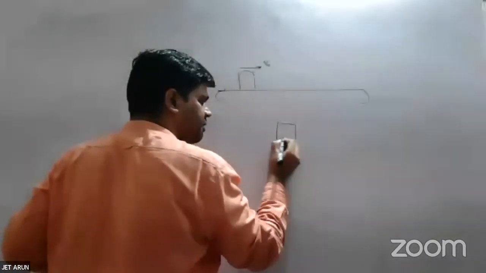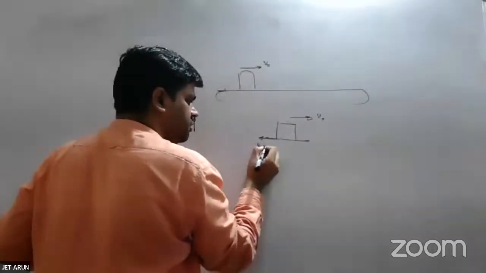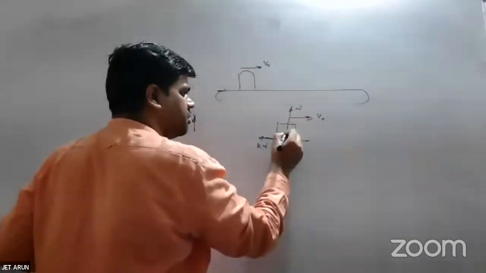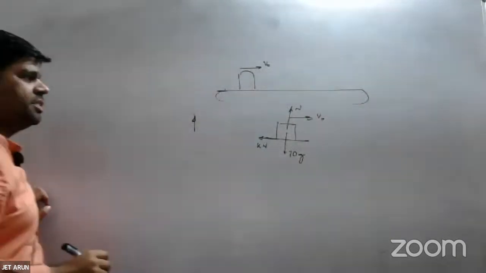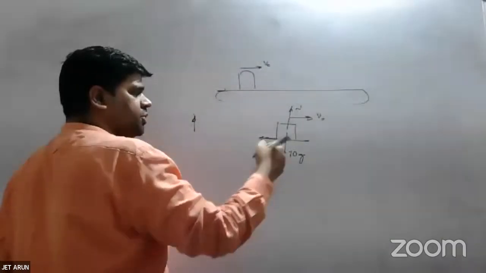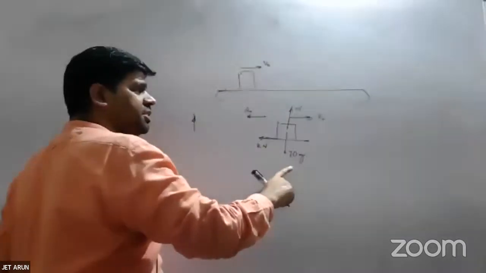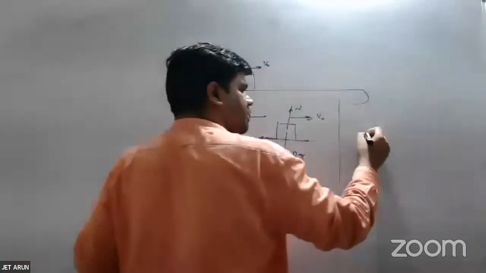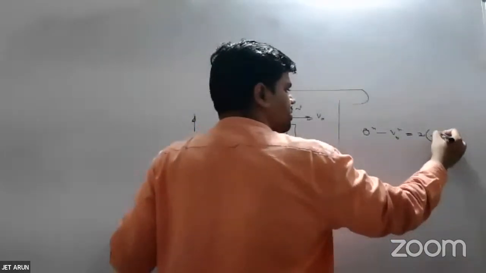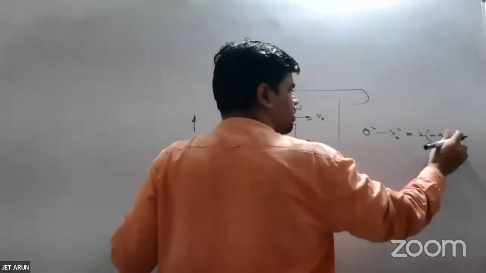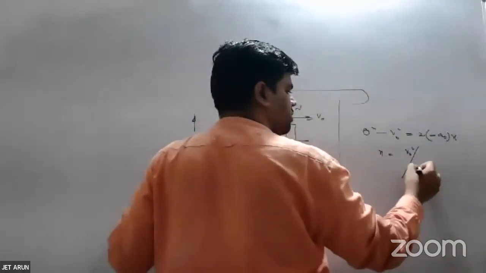Because there is relative motion between the block and the surface, my friction is going to be kinetic in nature. Now acceleration: there is only one force acting, mu n, which is towards left, so acceleration will also be towards left. I have to find the distance it travels before it stops. So I'll use a kinematic equation, v square minus u square is 2as. 0 square minus v naught square is equal to 2 times minus a naught times x. So x is equal to v naught square by 2 a naught.